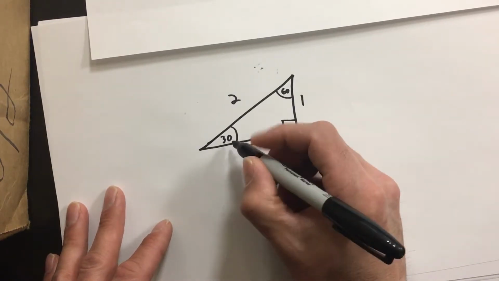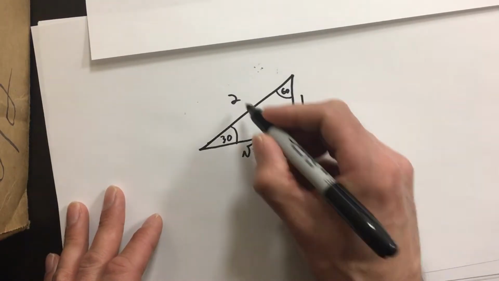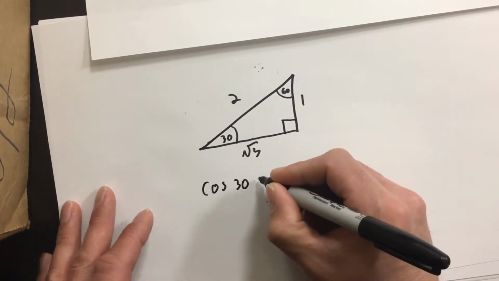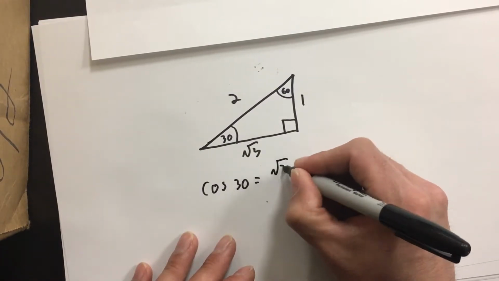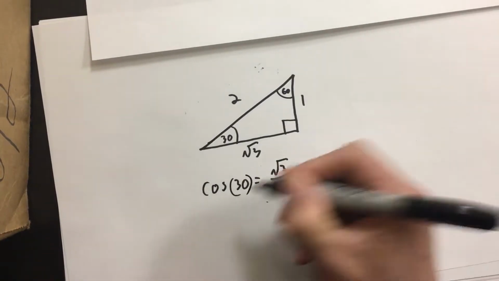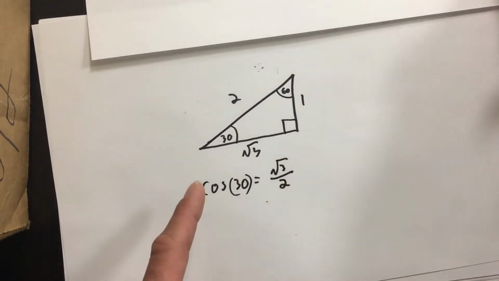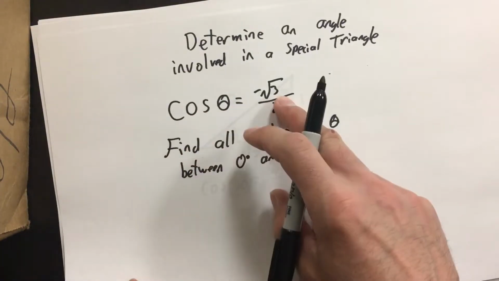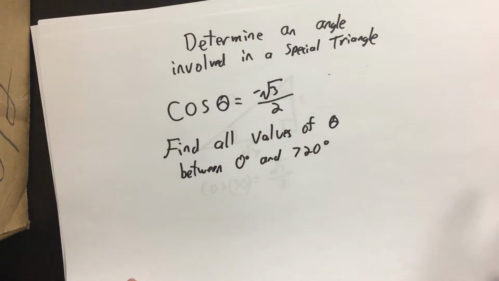The cosine of 30 is the adjacent over the hypotenuse. So the cosine of 30 degrees is equal to root 3 over 2. So this gives us a clue as to how we go about doing this. Now notice the cosine of theta is not root 3 over 2, but negative root 3 over 2.